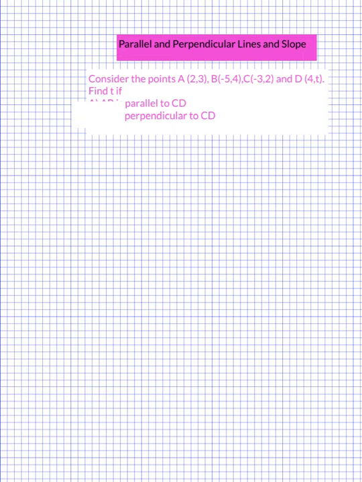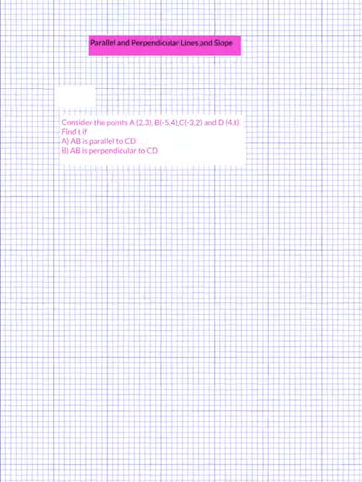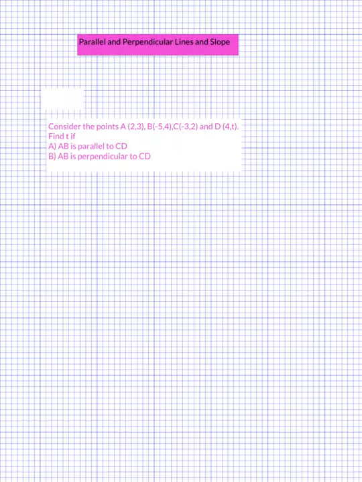Now we're going to have a chat about how we can actually find unknowns using that information. So if we look at this information, we're being asked a specific question here. We're being asked to find t. T is our unknown. So we have a set of points. We've got A, B, C and D. And we've been asked to find t if AB is parallel to CD.